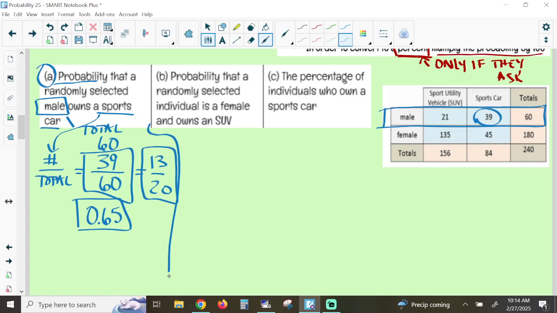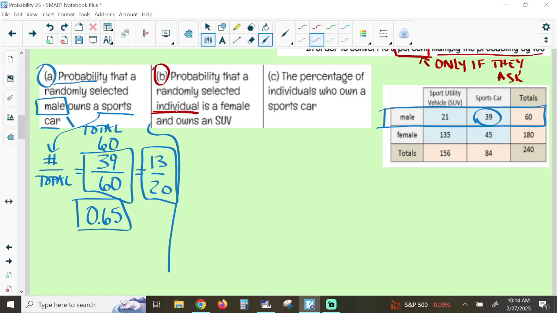Okay, let's pick a new color for the next one. I'm going to go red. So, the probability that a randomly selected individual is female and owns an SUV. Who am I selecting from? It doesn't say that. Read it again. A randomly selected what? So, who are individuals? Everybody. Those are people. You see how that female just threw you off? You see how it says a randomly selected individual.